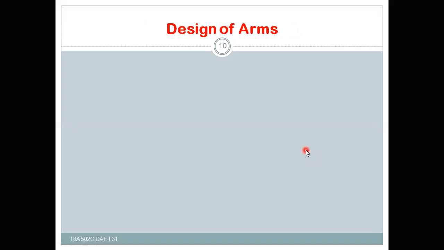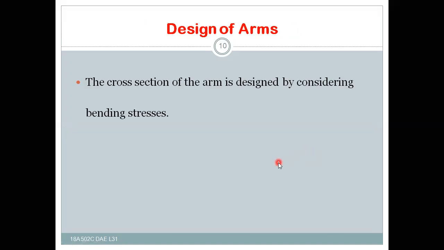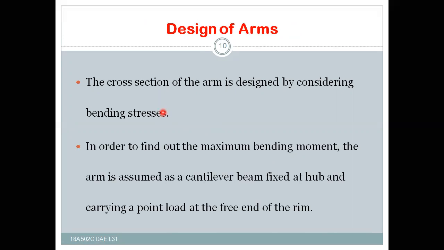And the design of arms. In the design of arms, the cross section of the arm is designed by considering bending stresses. It means, in order to find the maximum bending moment, the arm is assumed as a cantilever beam fixed at the hub and carrying a point load at the free end of the rim.